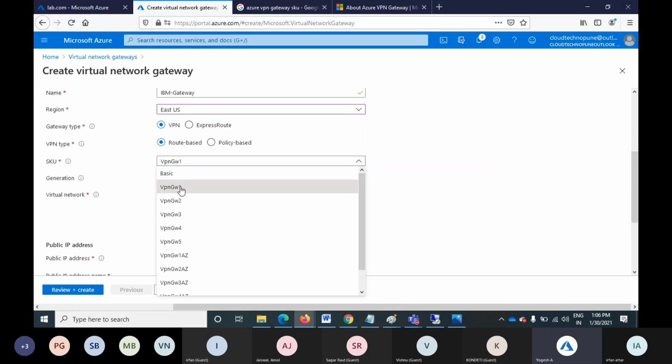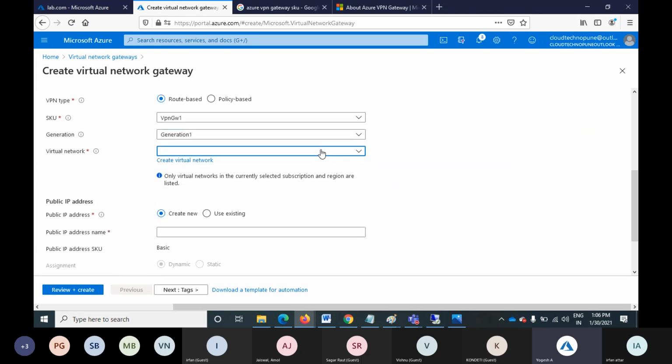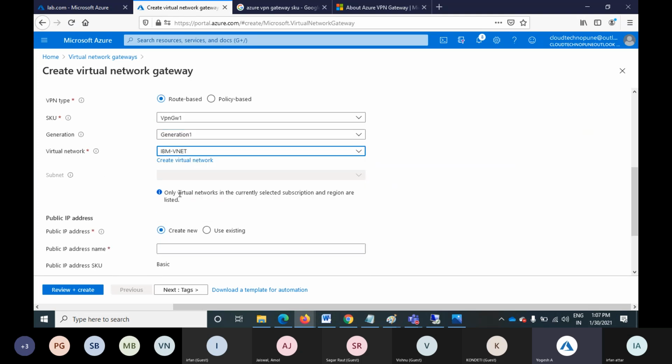So VPN gateway 1, generation 1, and now Microsoft is asking to select the virtual network which we have created. So we have created IBM VNet, and under the IBM VNet we have created one subnet, and see Microsoft has detected its subnet, gateway subnet. If you do not have a gateway subnet, then it will show a warning here that no gateway subnet is created.